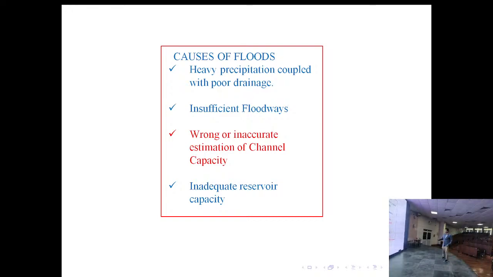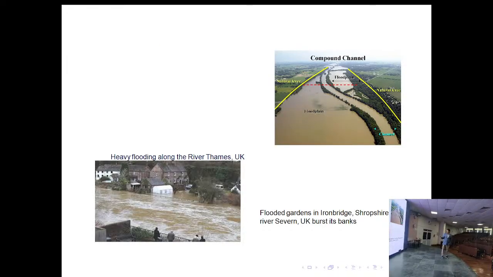Okay, so I will tell regarding the wrong or inaccurate estimation of channel capacity from good figures. I will show them to make you interested. You see, this is a river and flood plain, and some foreign rivers where flood has occurred. Heavy flooding in the River Thames. In Indian rivers we are always seeing the river Mahanadi and others, but I have collected some rivers from outside our country.